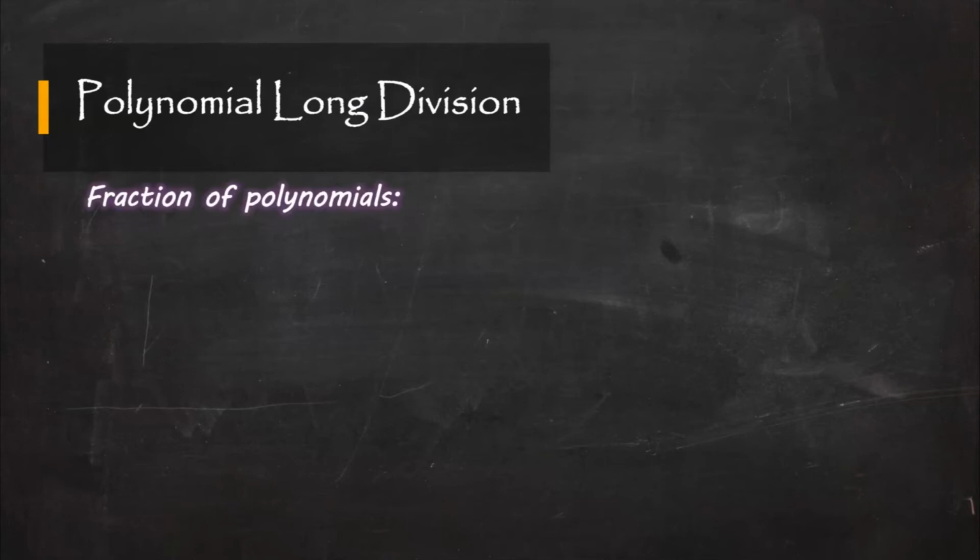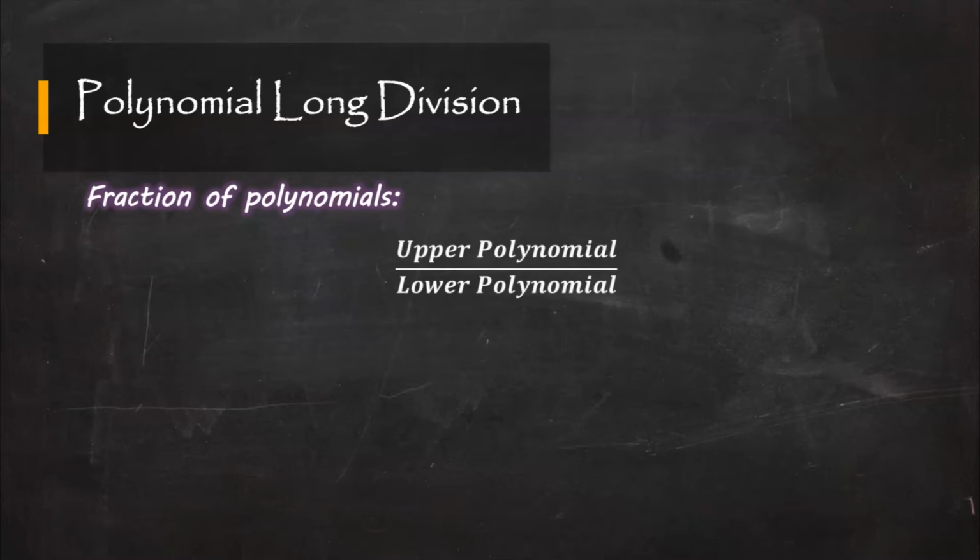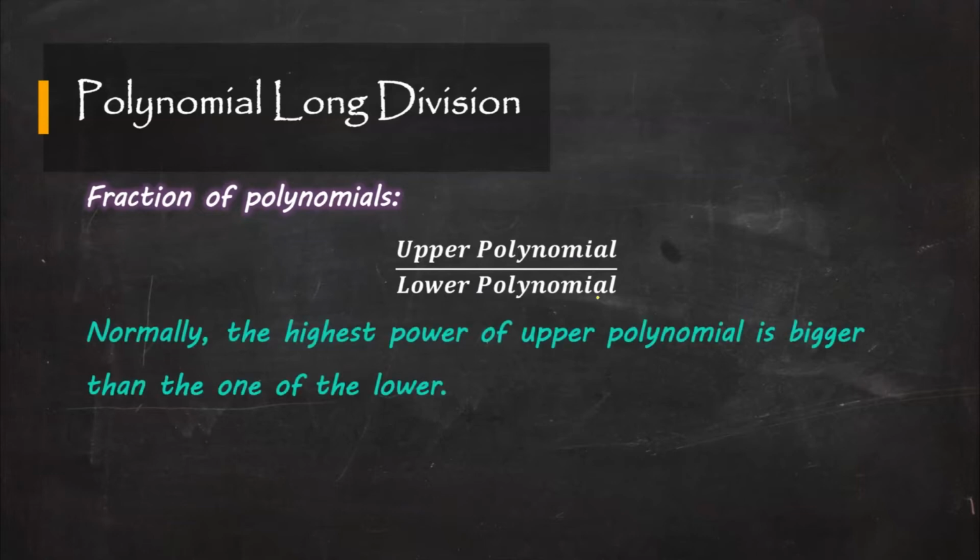So usually when we try to solve a polynomial long division problem, we always start off with a fraction of polynomials. That's one polynomial over another polynomial. And normally, most of the time, the highest power of the upper polynomial is bigger than the highest power of the lower polynomial.